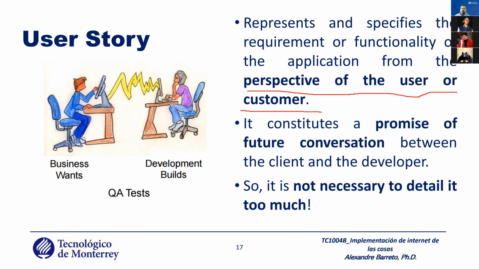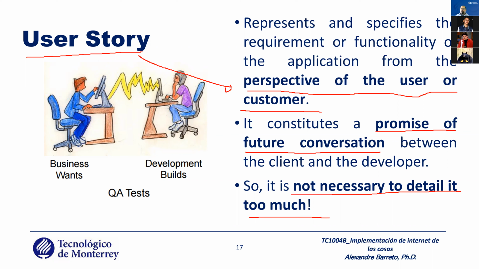Okay. The user story is a requirement from the perspective of the user, and it is a promise of a future conversation. The user story doesn't have any unnecessary detail. Okay. Because you only try to describe the requirements quickly.